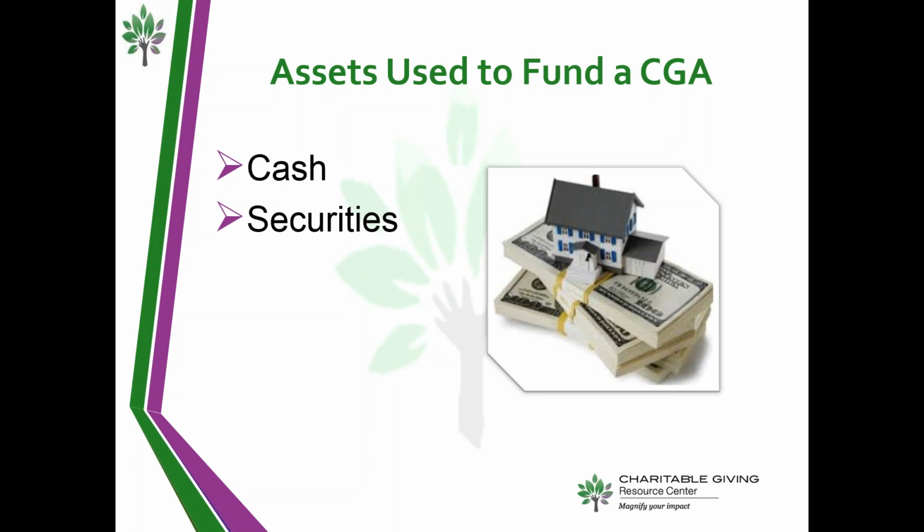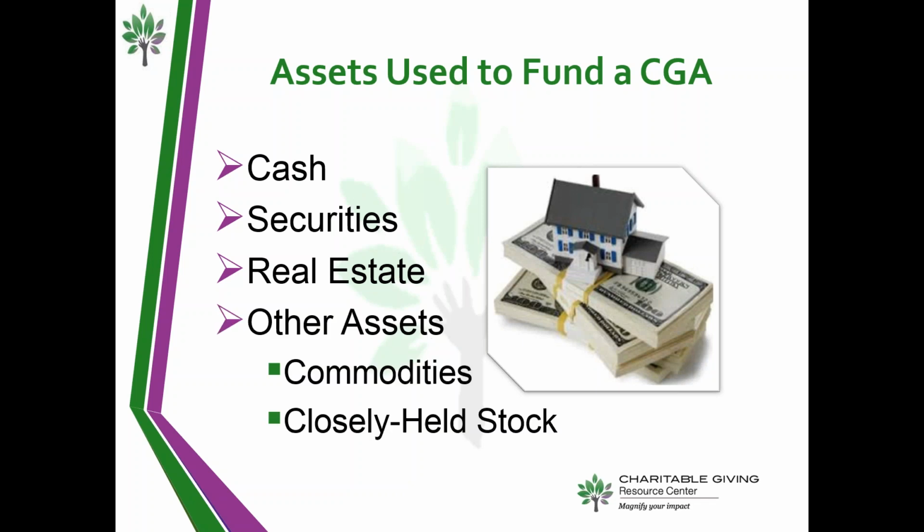Some might also be sitting on some securities, maybe some appreciated stock that their great aunt left them years ago, and they haven't sold that stock because they didn't want to pay the capital gain on the appreciation. We can fund gift annuities with securities. And we can even fund gift annuities with real estate, maybe a vacant lot or a duplex that the donor wants to turn into something that they don't have to maintain. And even other assets such as commodities. Living in the Midwest here in Iowa, we have a few folks around here that grow corn, soybeans, and you can fund a gift annuity with commodities such as grain, and even closely held stock of a private business.